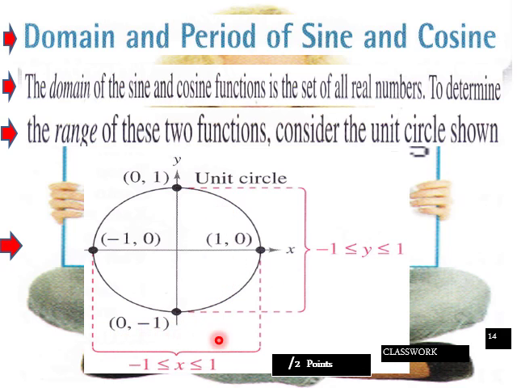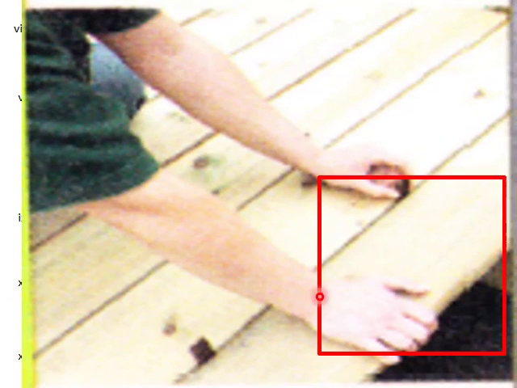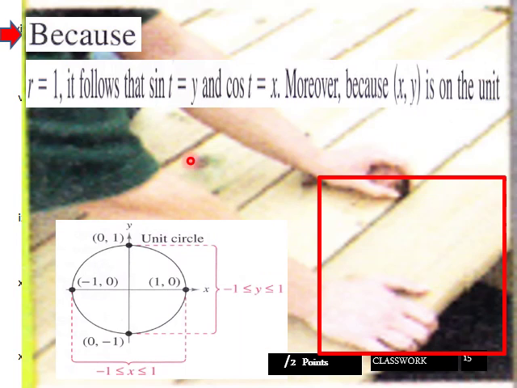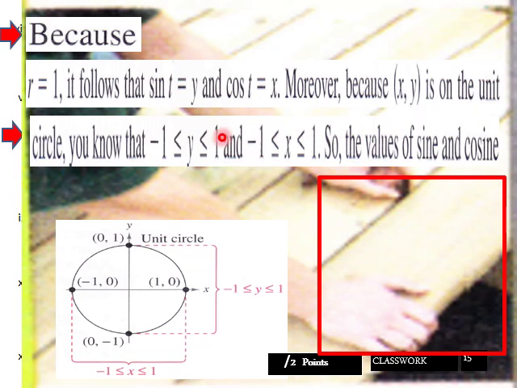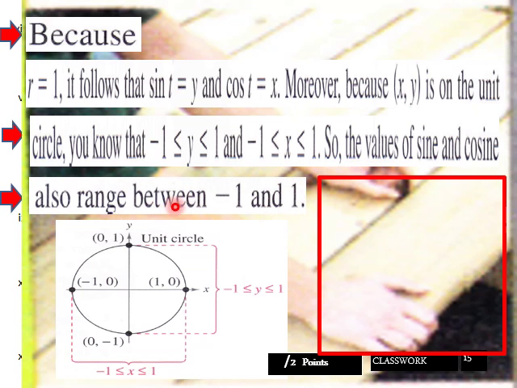And then here's your domain on your unit circle, -1 less than or equal to x, x is less than or equal to 1. So here's your range, and here is your domain. Because r equals 1, our radius equals 1, it follows that sine t equals y, cosine t equals x. Moreover, because (x, y) is on the unit circle, -1 is less than or equal to y, y is less than or equal to 1, same thing for x. So the values of sine and cosine also range between -1 and 1.